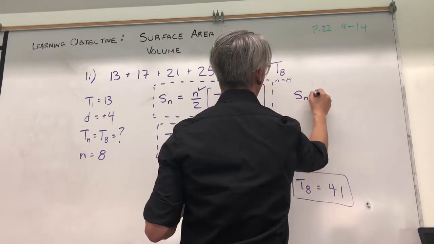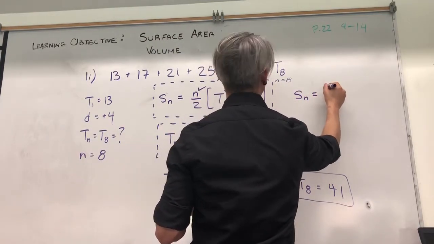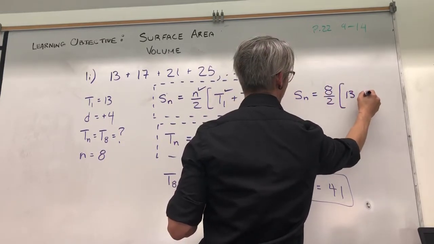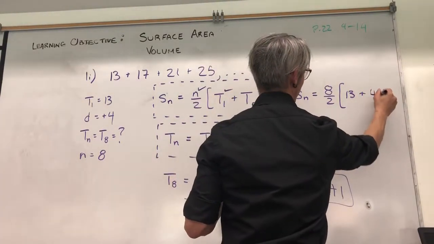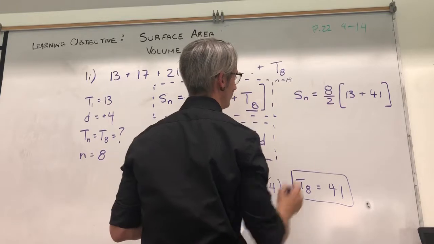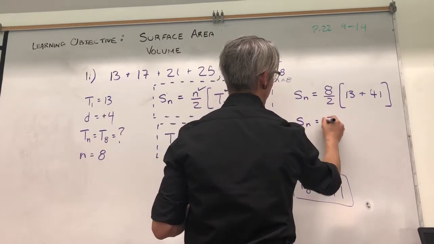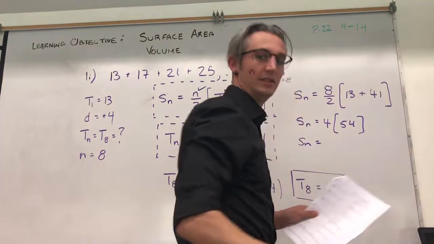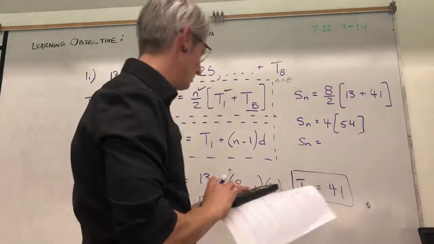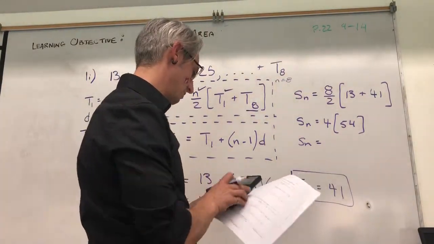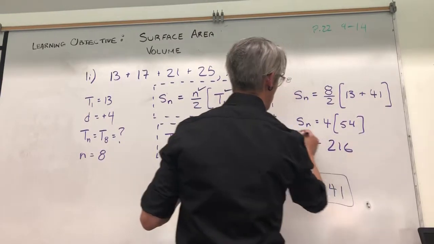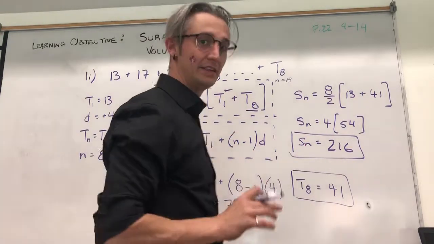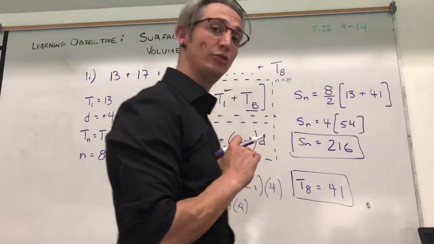So Sn is equal to 8 divided by 2, 13, which is T1, plus T8, which is 41. Sn is equal to 4 times 54. Sn is equal to 54 times 4, 216. So the sum of this 8-term series is 216. If I went too fast, you can rewind it now.